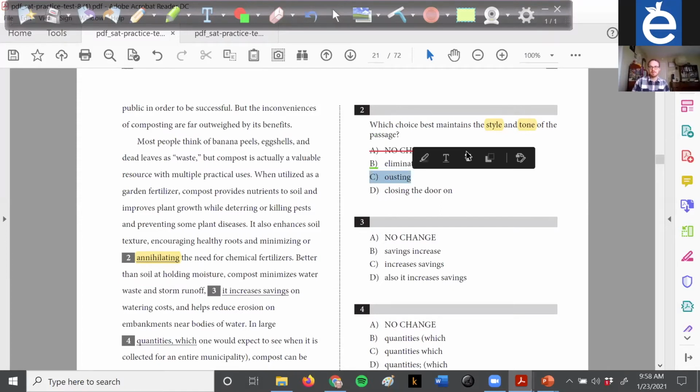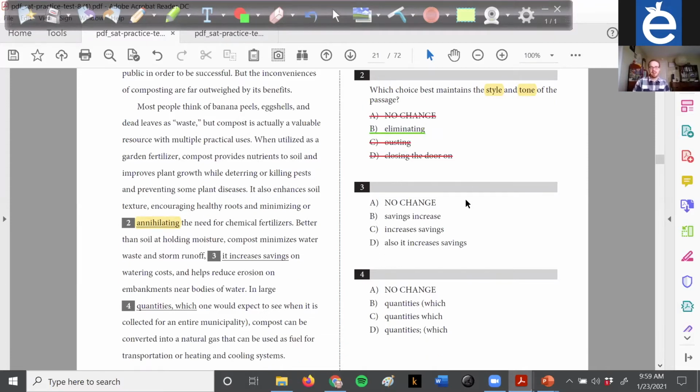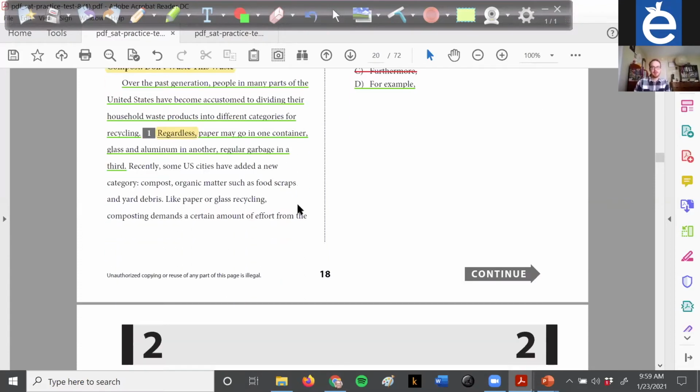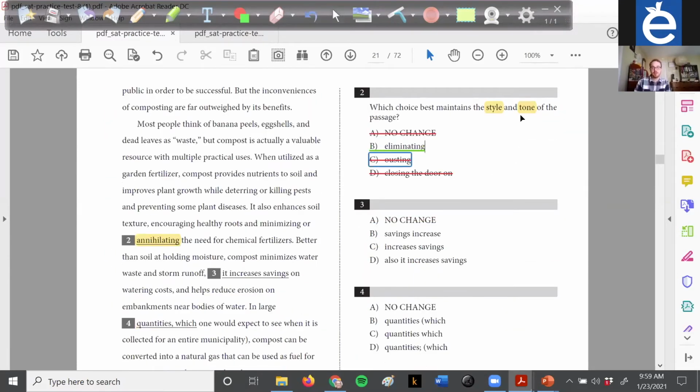That's a little too formal for us. Closing the door on, well, don't use more words if you can use fewer. So for that reason, I like B. Eliminate a need, that's just a common phrase. It's not too informal, but it's also not too fancy like the word ousting. This is why, by the way, we recommend that you read the whole passage for writing and language, not just the sentences that have questions in them, because you'll be asked about the style and tone of the passage overall.